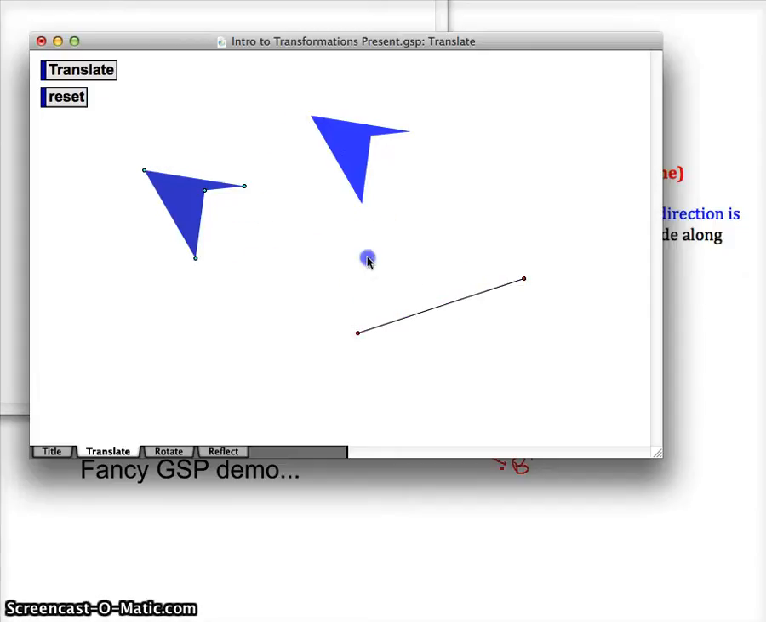So it's really a lot like copy paste. Where you've lifted up your copy and then dragged it over and decided where to do your paste, that's the motion of this translation.